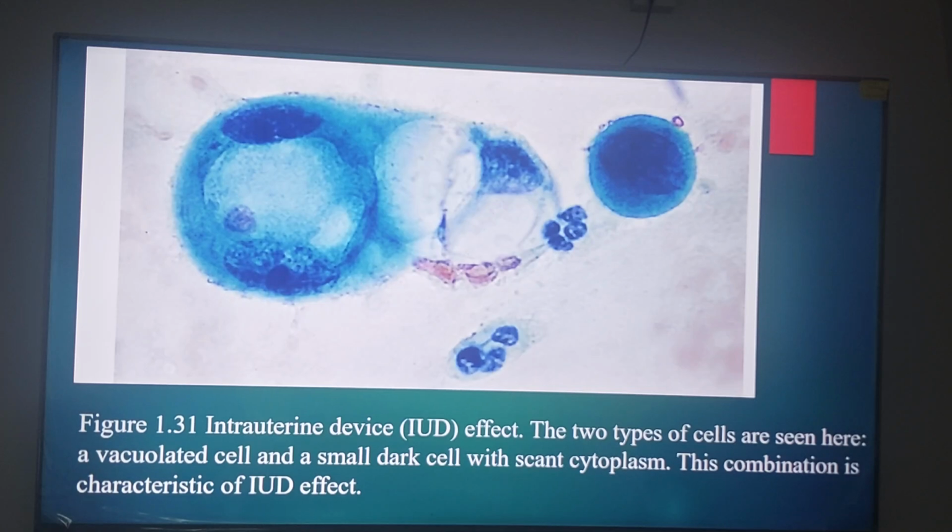This is also caused by the intrauterine device. The changes show a high nucleocytoplasmic ratio and coarse chromatin, but there are no prominent nucleoli in the cells. Cytoplasmic vacuolization is found. This is the effect of the intrauterine device.